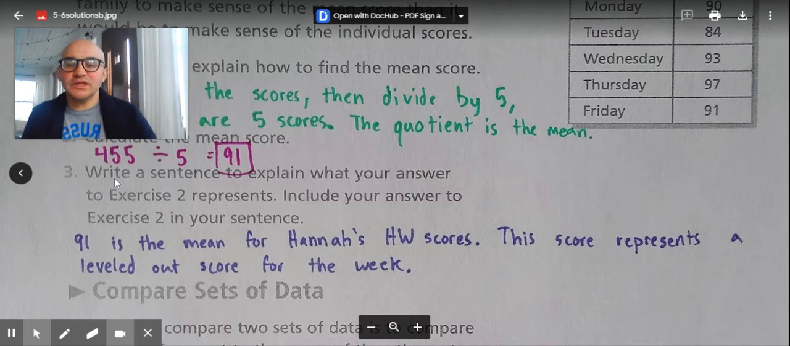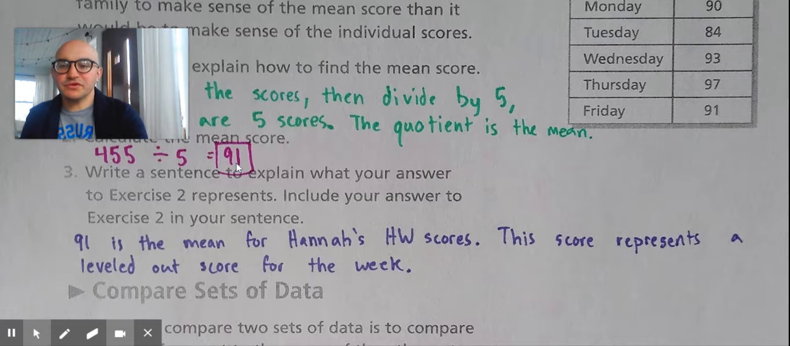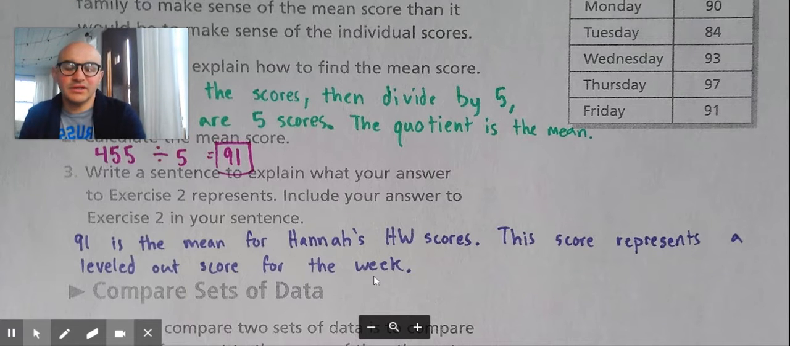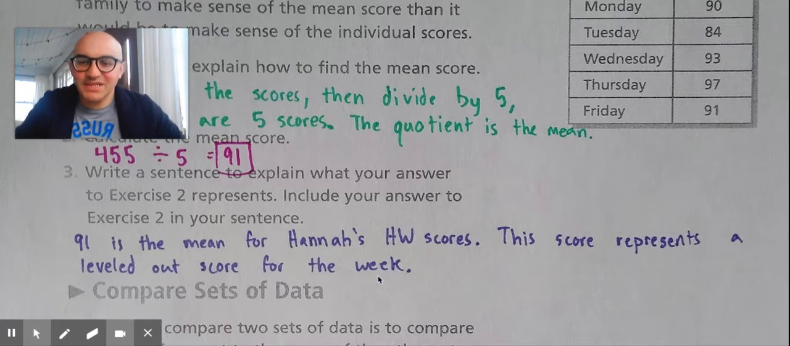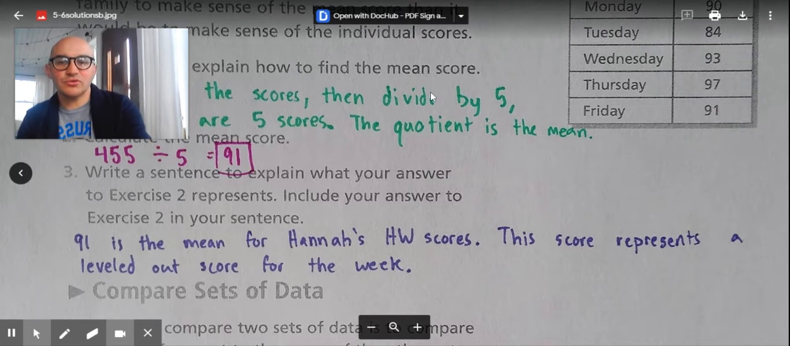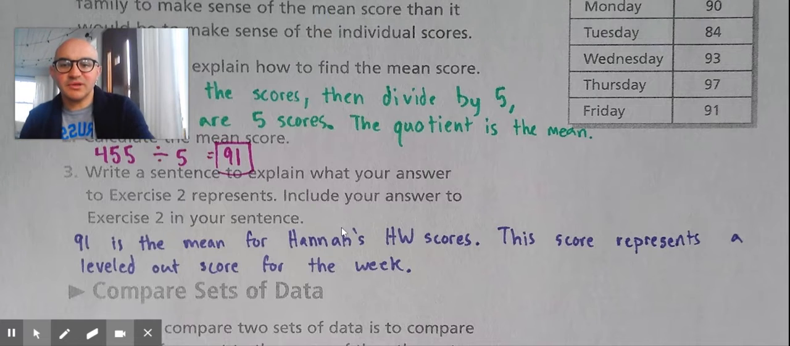Part 3 asks you to write what we just calculated. Basically, explain what you did in problem 2 as if you were explaining it to your 2nd grade little brother or your parents. You would just say 91 is the mean for Hannah's homework scores. This score represents a leveled out value for the week. I'm not going to add to that. So problems 1, 2, and 3 are pretty straightforward. We're using that table with homework scores and answering the questions as we work down the page.